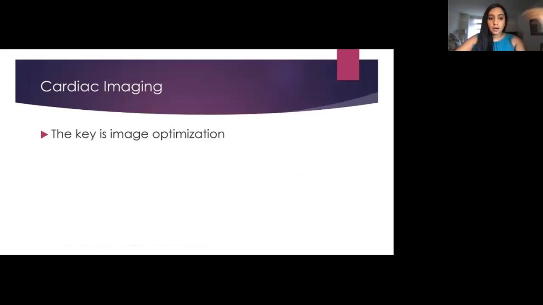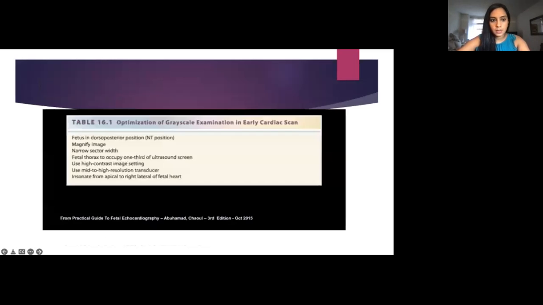So when we think about cardiac imaging, the key is image optimization. I'll preface this talk by saying, I talked to some of the fellows about this as well, but Dr. Abu Hamid's first trimester ultrasound book, as well as his echo book, are excellent sources. The way that they go through things in a systematic way is very easy to learn from. And many of the pictures today are from both of those books, as well as the tables.